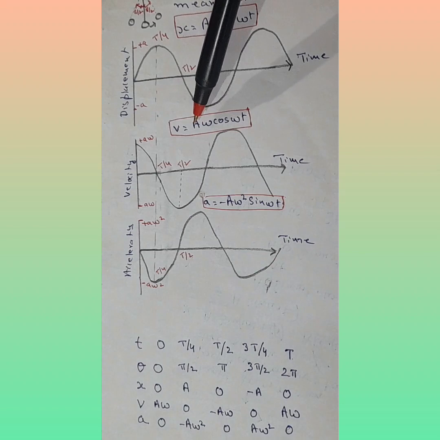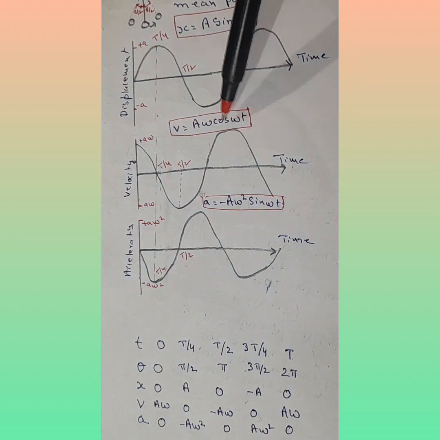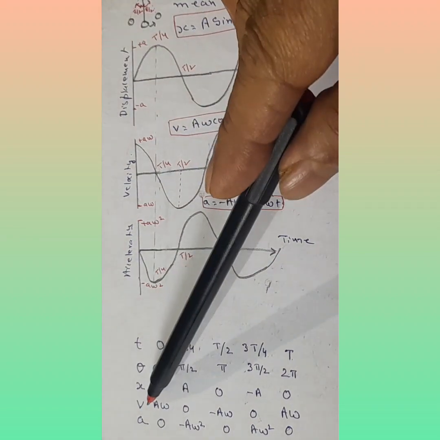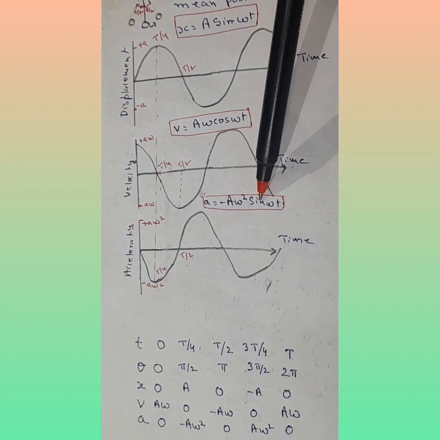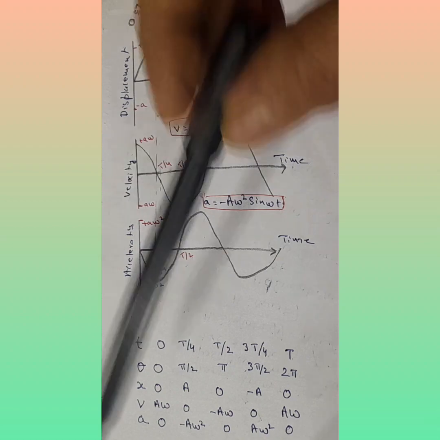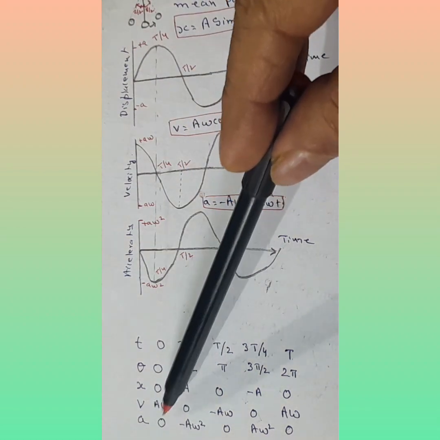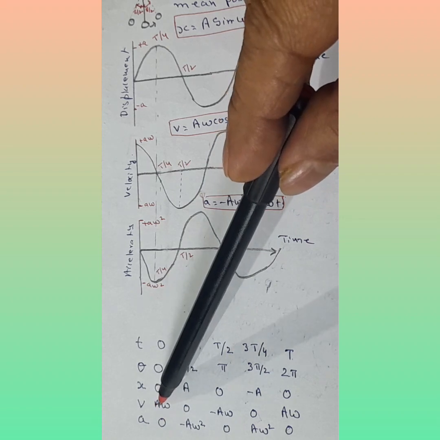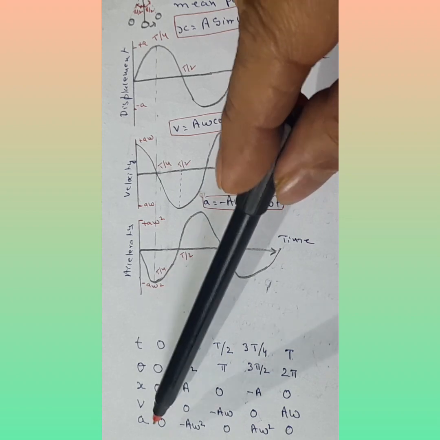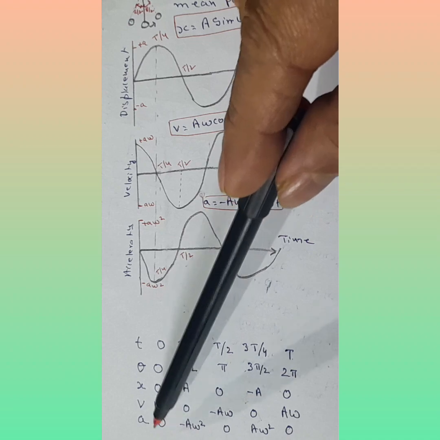Then the velocity formula is a omega cos theta. Now it is cos 0, and cos 0 is 1, so velocity is a omega. And acceleration, when we come back again, is a sine curve. So sine 0 is 0, so that also becomes 0. Here velocity is maximum and acceleration is 0. So opposite, right?